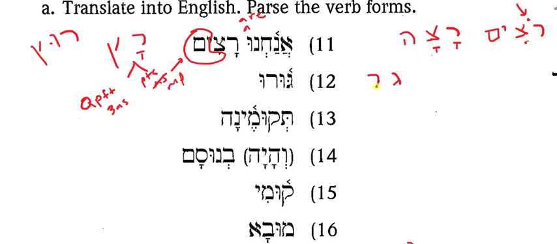Gimel, resh. If it is a hollow verb, then it's either middle vav or middle yod. So what does your lexicon tell you, or your vocab list, about verbs that have a gimel and a resh? What's the lexical form? Gur. And what does gur mean? To sojourn. That's right. To sojourn.